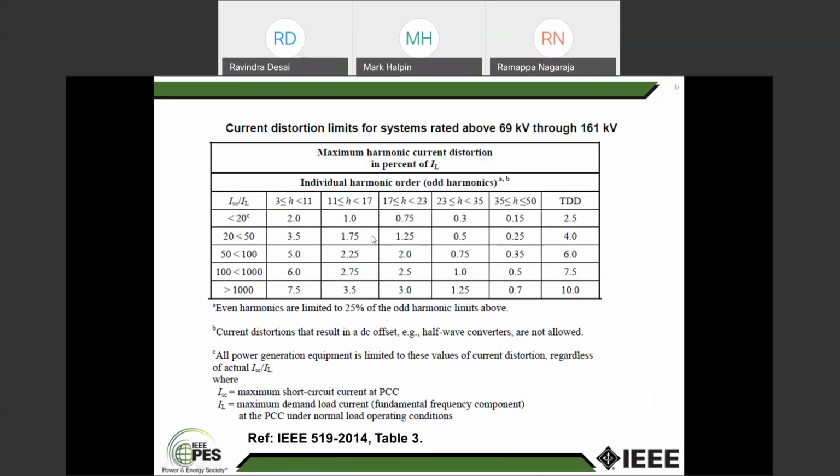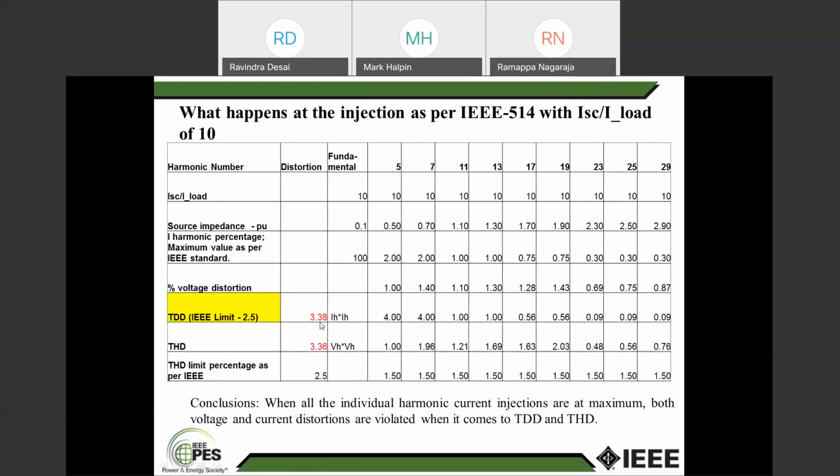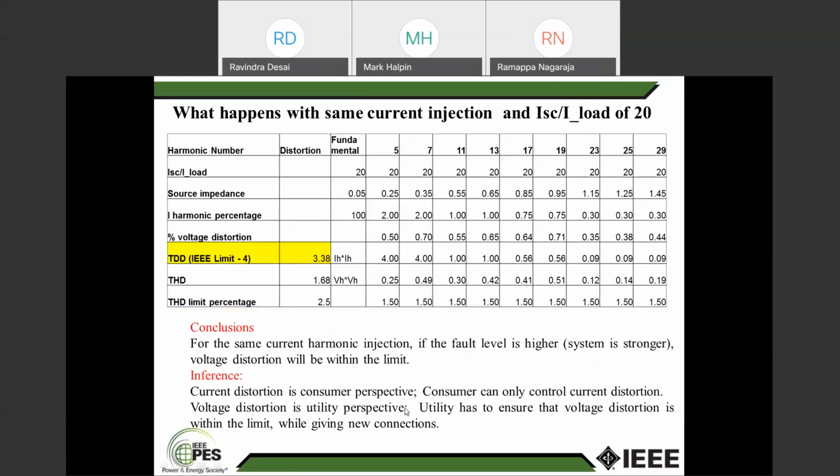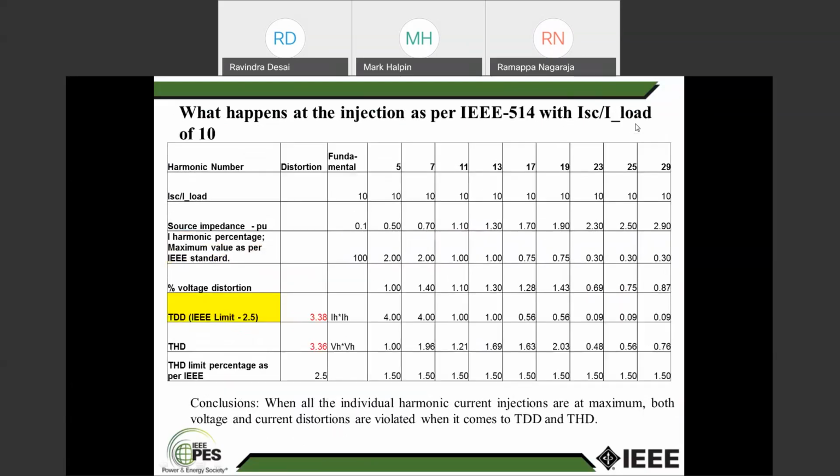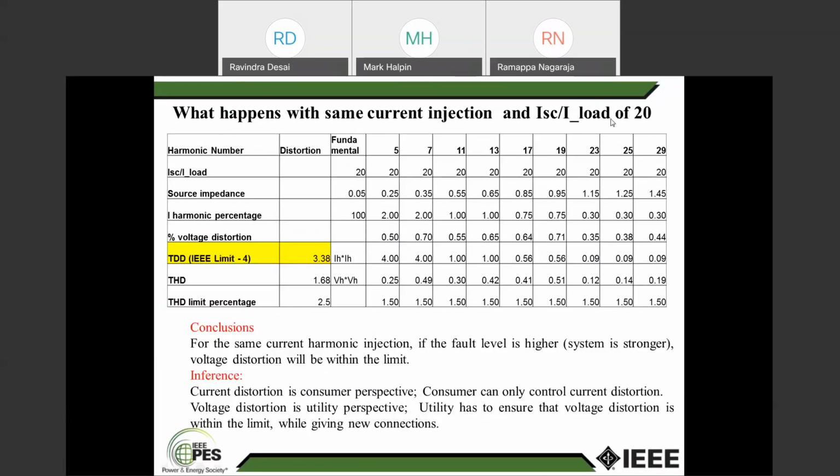Because you can see here, these are all the individual values, and this is the maximum TDD. Therefore, you can check that actually all the values will be maximum. Next thing is what happens with the same with the ISC by I load of 20. What it means is you are getting connected at a place where the source is very strong. ISC by IL 10 is a weak source. Compared to that, ISC by I load of 20 means is a strong source.